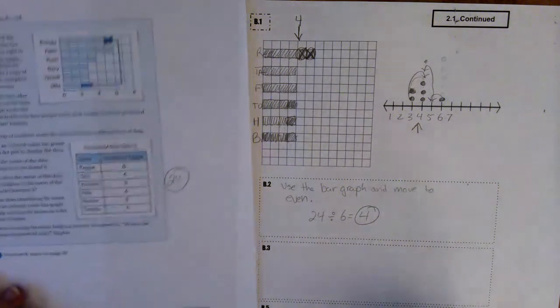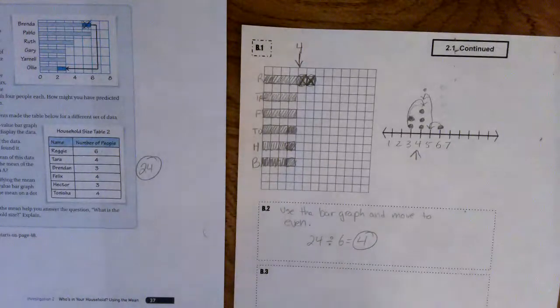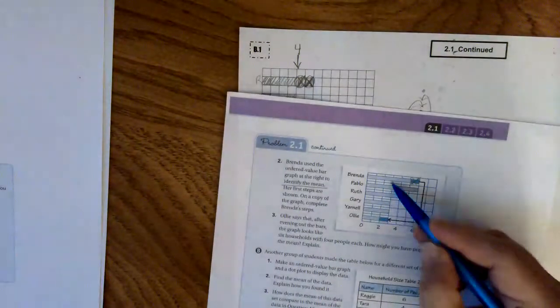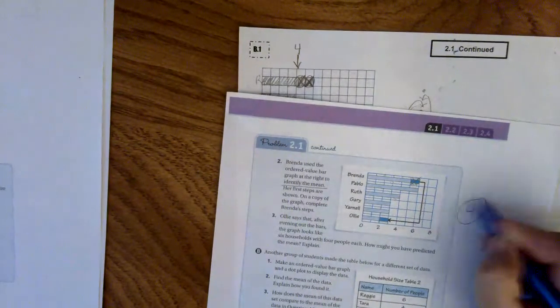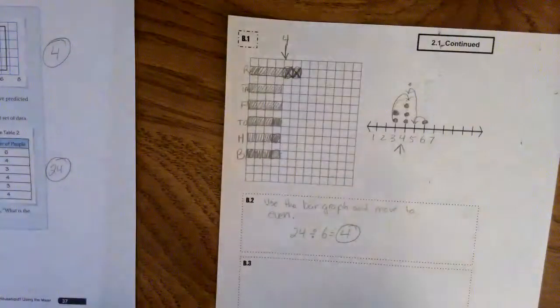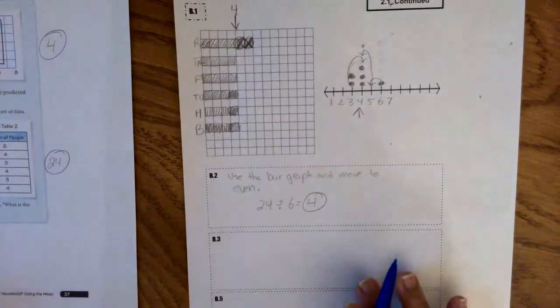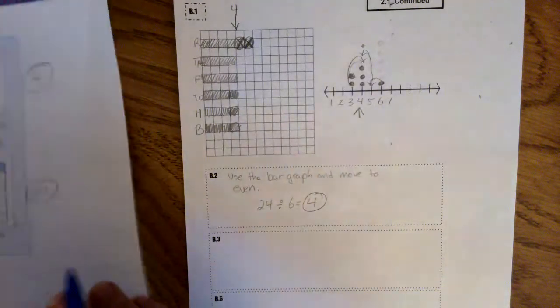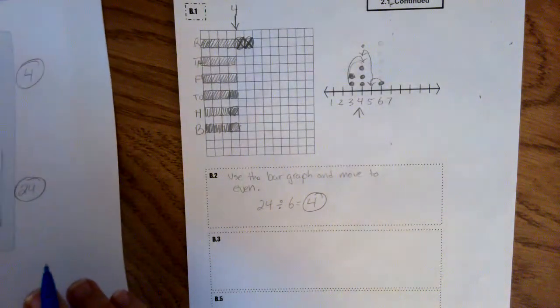Then B3 says, how does the mean of this data compare to the mean in data question A? Well, again, in data question A, we had our 24 people up here, and we had the same mean of 4. So the mean is the same. What did change, however, even though you did not need to answer it, was our median.